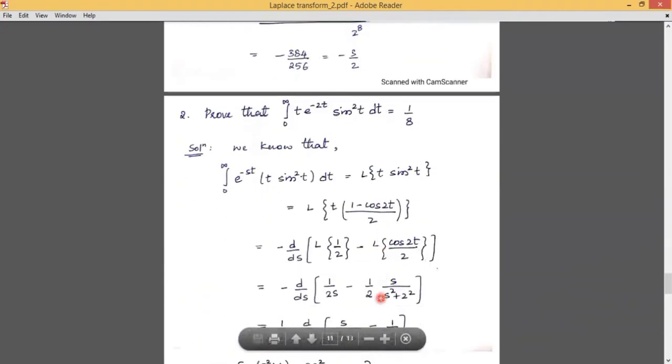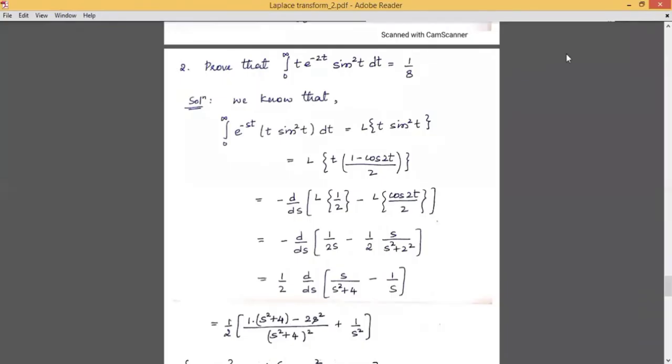Similarly, we'll take the next problem. Prove that the integral from 0 to infinity of t e^(-2t) sin^2 t dt is equal to 1/8. Here in this problem, we are having 2 in place of s. Anyhow, first we'll write the standard form: the integral from 0 to infinity of e^(-st) t sin^2 t dt, where we have just clubbed the t terms on one side, is equal to the Laplace transform of t sin^2 t.